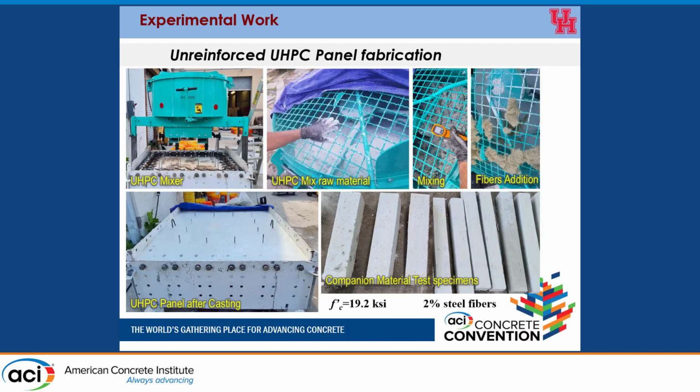Here are the steps that we follow to fabricate the specimen. Using pre-packaged UHPC materials, it's dumped into the mixer, and we keep mixing the UHPC until we have the desired consistency and the flowability is going well, and then we add the steel fibers to the mix. So we have a random distribution of fibers in the mix. And here's the UHPC panel after casting.